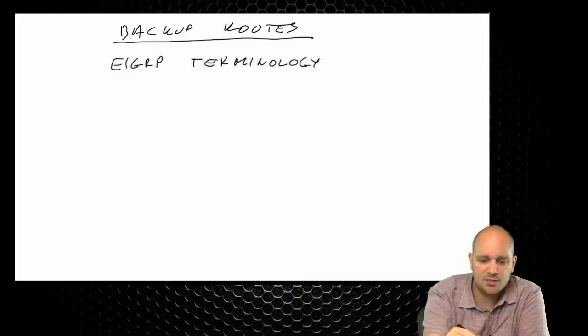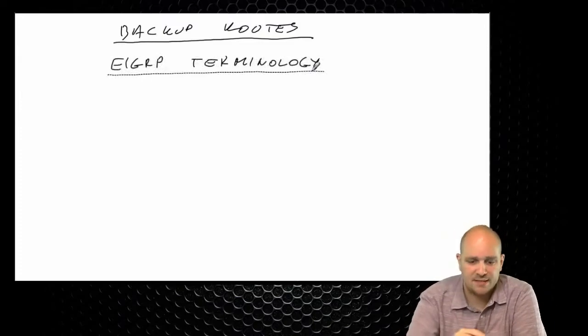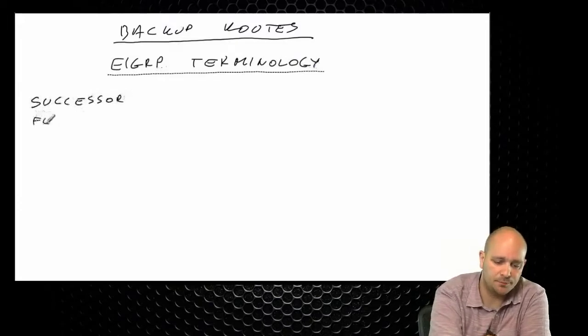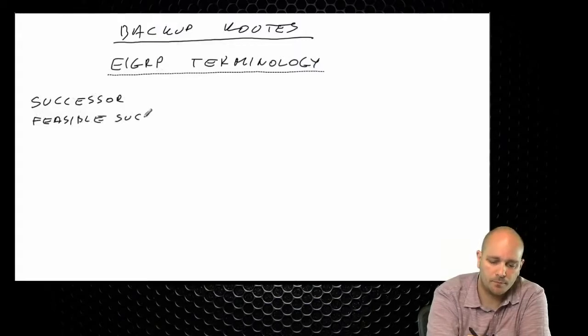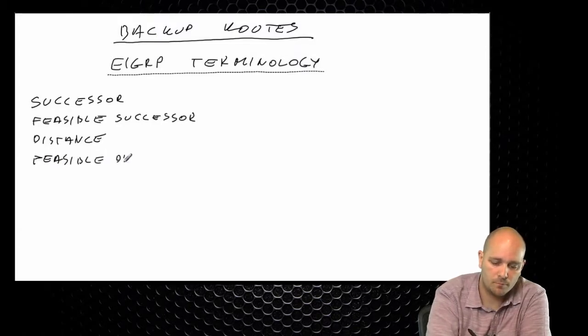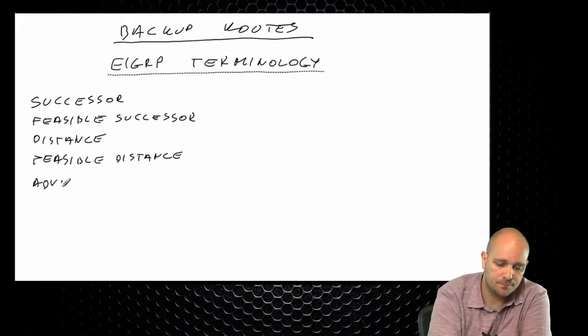And I think that Cisco should have a certification that deals only with this. So these are things like successor, feasible successor, distance, feasible distance, advertised distance.